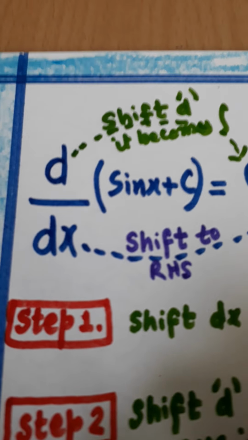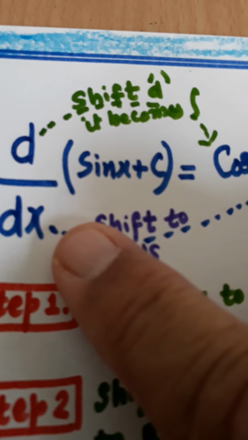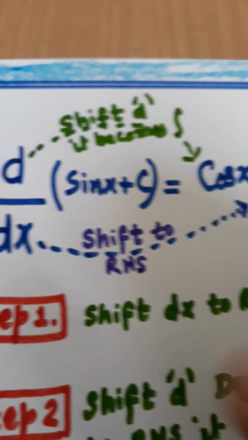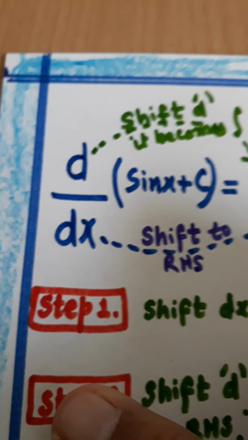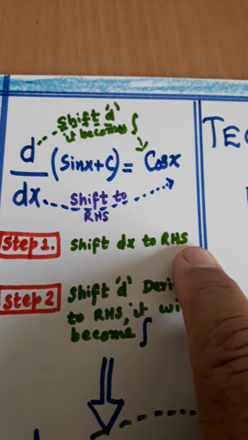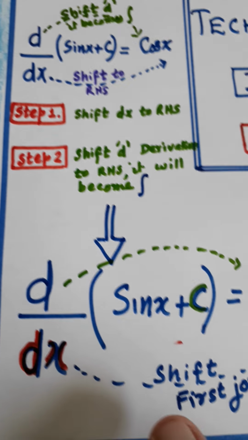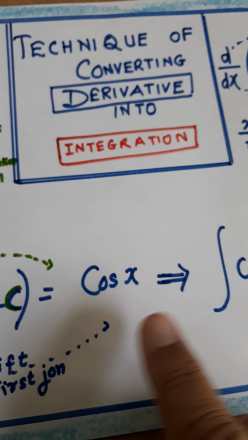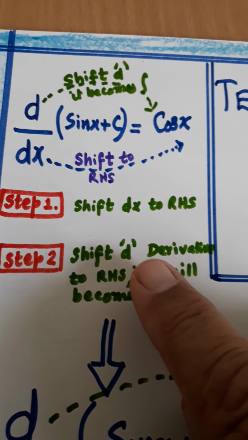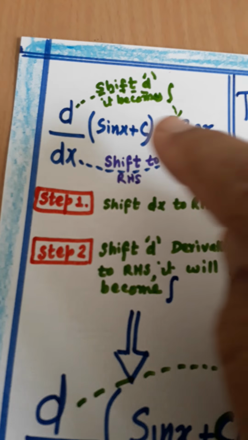Supposing we want to find the derivative, d/dx of sin x plus c. सबसे पहले आप dx को शिफ्ट करो. Step 1, shift d/dx to right hand side. Look here, d/dx has been shifted to right hand side. And shift d/dx यहाँ शिफ्ट कर देना है, ये cos x के साथ बैठ जाएगा.